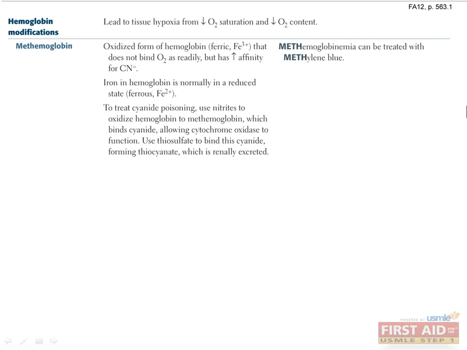However, methemoglobin itself is actually useful for cyanide poisoning. So how does that work? As I mentioned here, methemoglobin preferentially binds cyanide over oxygen. So the patient is given nitrates to convert hemoglobin to methemoglobin in order to bind the cyanide. Thiosulfate is then used to bind this complex cyanide, forming the thiocyanate, which is then renally excreted.